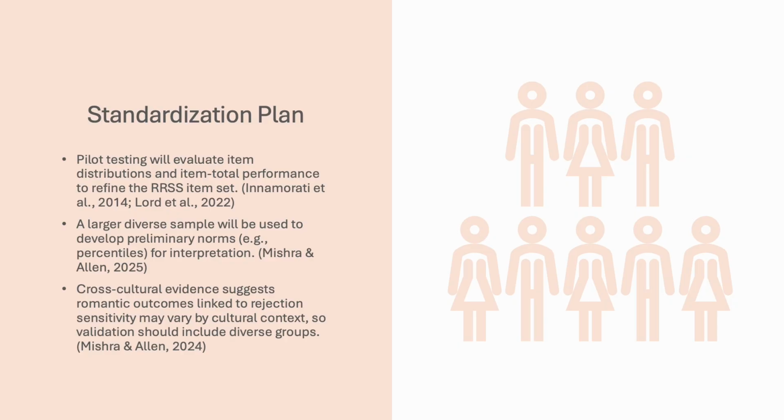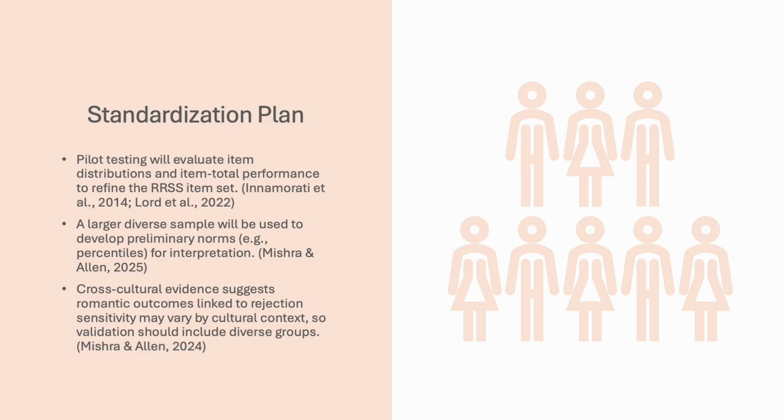Standardization begins with pilot testing to evaluate item distributions and item total performance to refine the RRSS item set. This stage helps identify items with floor or ceiling effects, unclear wording, or weak relationships with the overall construct. Then, a larger diverse sample will be used to develop preliminary norms such as means, standard deviations, and percentiles for interpretation.